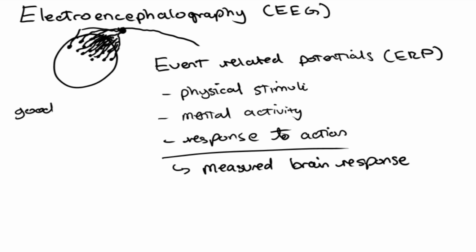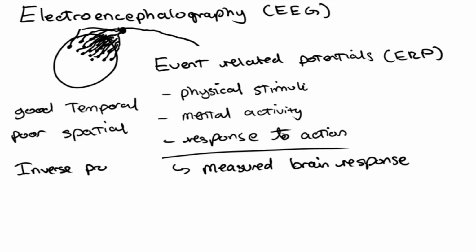This technique has good temporal resolution and is inexpensive but has poor spatial resolution, even when using over 100 electrodes. Another problem is what's called the inverse problem. Using this technique, we can only view what's on the surface of the brain, and therefore we can't find out where these electrical signals come from deeper in the brain.